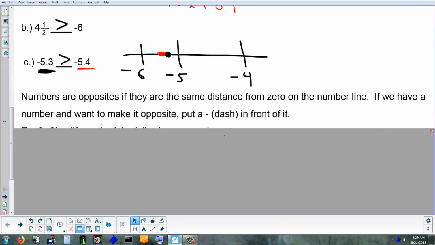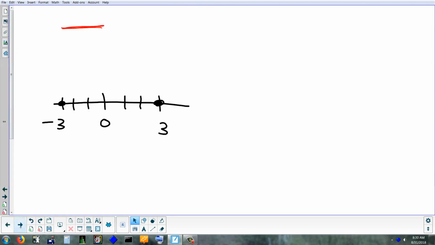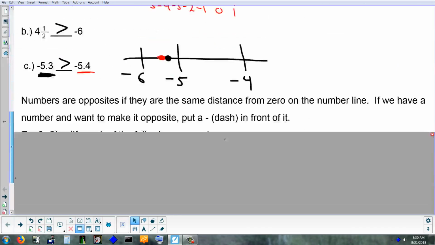So to show that a number is its opposite, you just put a little dash in front of it. 3, negative 3. We put the little dash in front. Great, I think you guys know that.